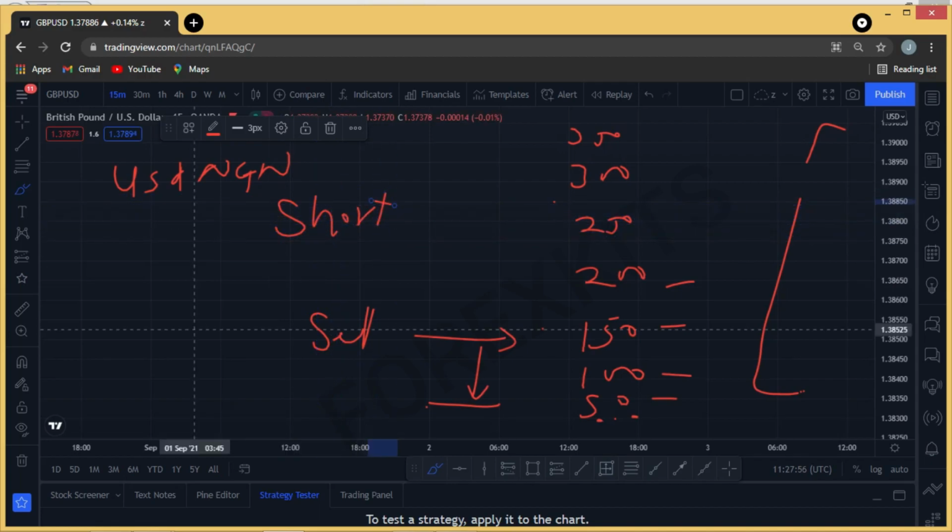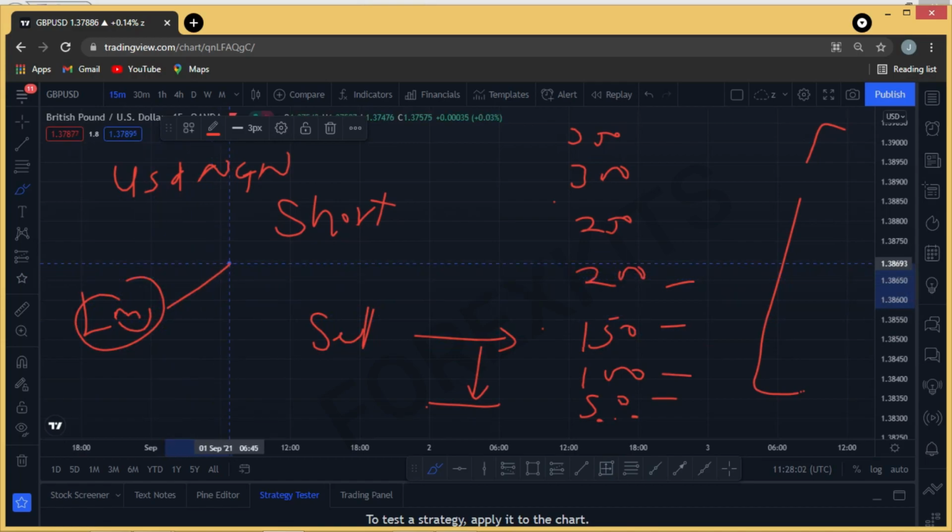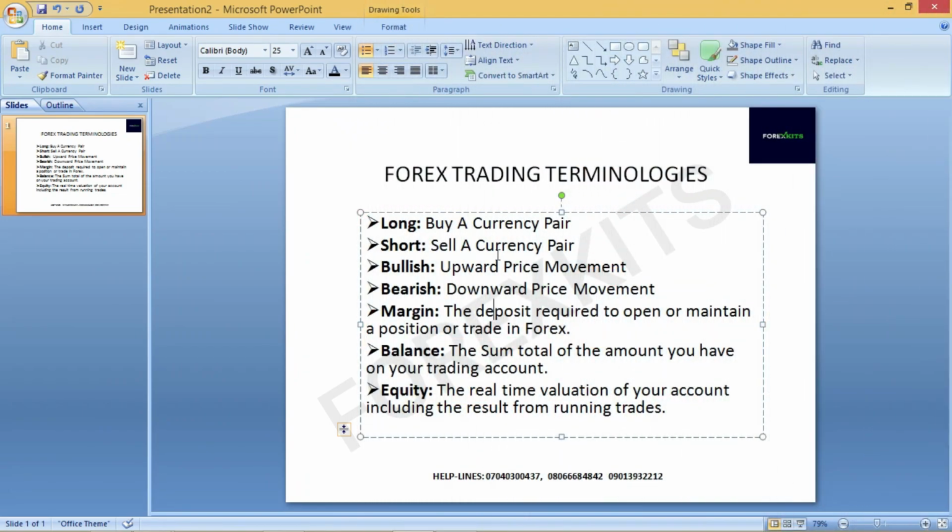When we say that you are long, that means that you are buying that particular currency pair. And what do you expect for long scenarios? You're expecting that price is going to go up. So now that you understand when to go long and when to go short, we'll move on to the next one: bullish and bearish.